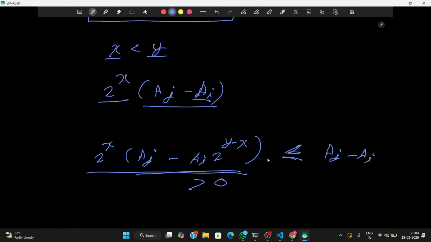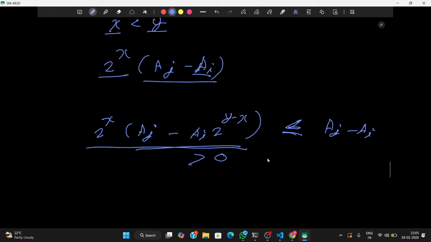You want this to be less than or equal to aj minus ai. And the thing that you will notice here is for this to be true, first of all, this is greater than 0. So if you put this particular thing as greater than 0, then what we'll get is aj is greater than ai into 2 raised to the power y minus 6, where y is greater than x. So this is 2 to the power something that is greater than 0.